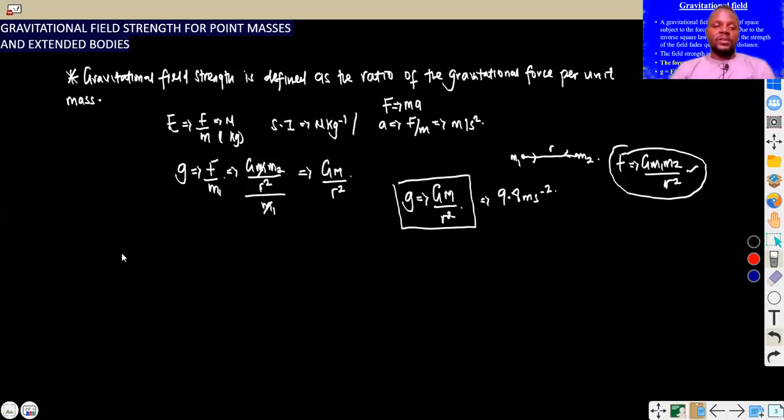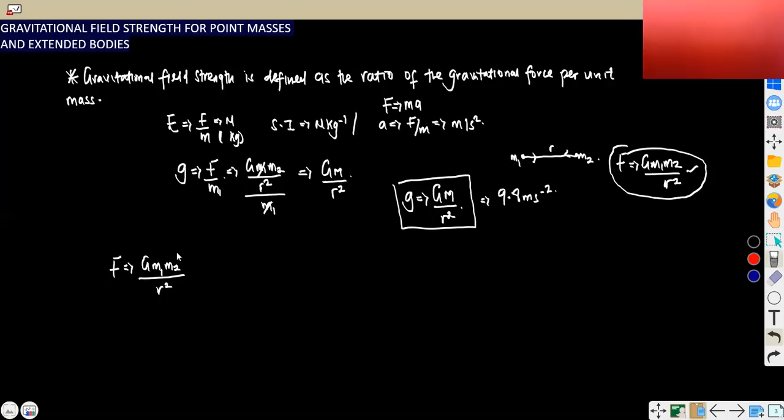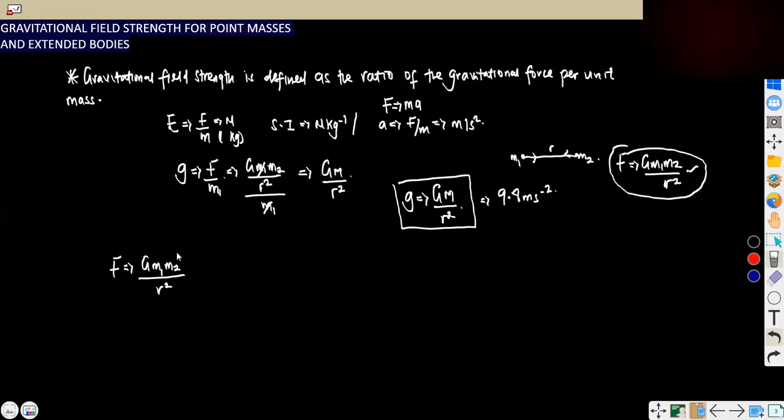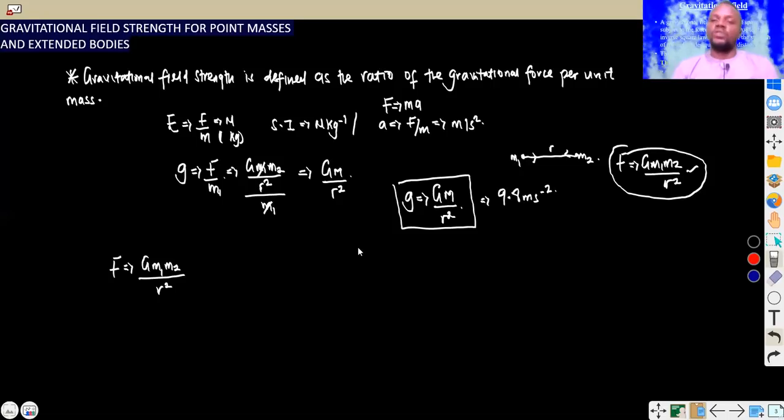Like I said, you can represent the force. We are talking about Newton's law of gravitation. About the force we've studied, we said it is given as G M1 M2 by R squared, which must always be for point masses. If it is not point masses, it will not be valid. So keep that at the back of your mind.